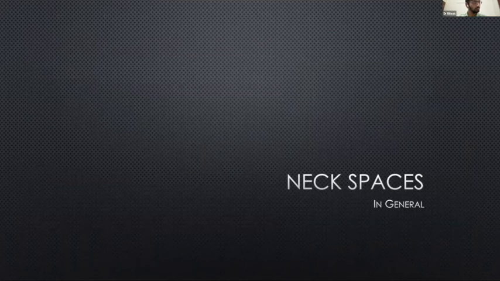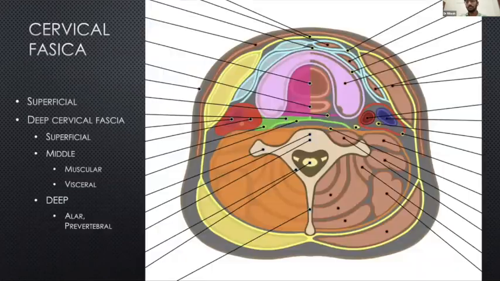Yes, sir. Next spaces in general, we have the cervical fascia. We will be dividing into superficial and deep cervical fascia. Superficial will be the most superficial part. Underneath it, the platysma will be there. It will just have loose connective tissue and the superficial nodes. Then we have the deep cervical fascia, which again has three layers: superficial, middle, and deep.